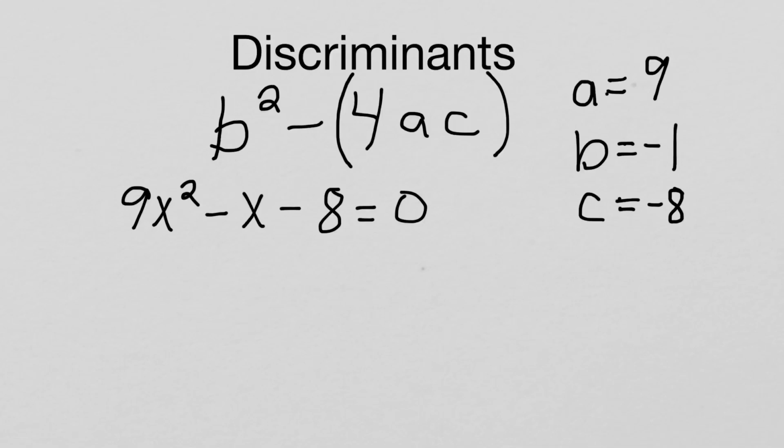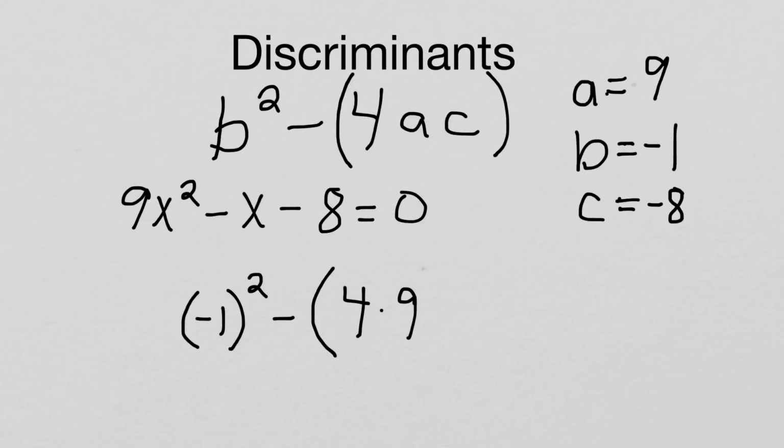B squared. B is -1, so I'm going to put this in parentheses: (-1) squared, minus, and I'll get my brackets out here, 4. The 4 is going to be on every problem, times A, which is 9, times C, which is -8.